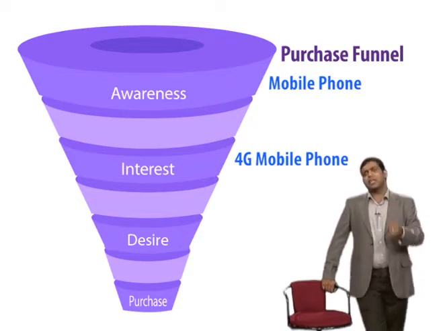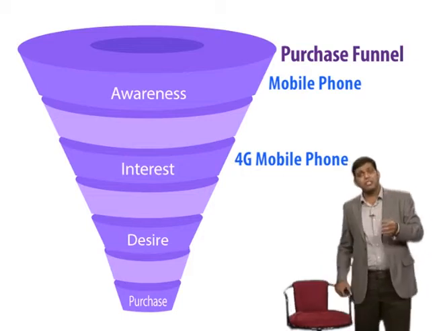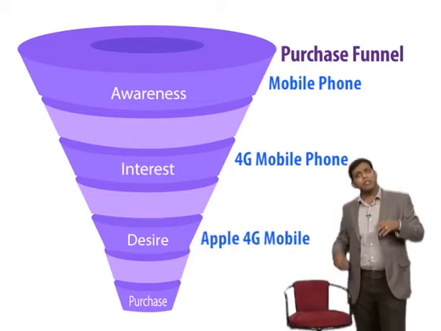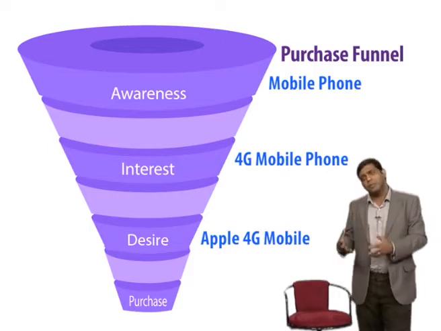Now, in the next stage where the customer is in desire, the customer might be searching for a specific brand. Say for example, you are looking for Apple 4G mobile phones. So, the keyword has to now be in line with providing the right kind of content for the customer who is in this stage. So, hence you will have Apple mobile phones 4G as the keyword that you use.